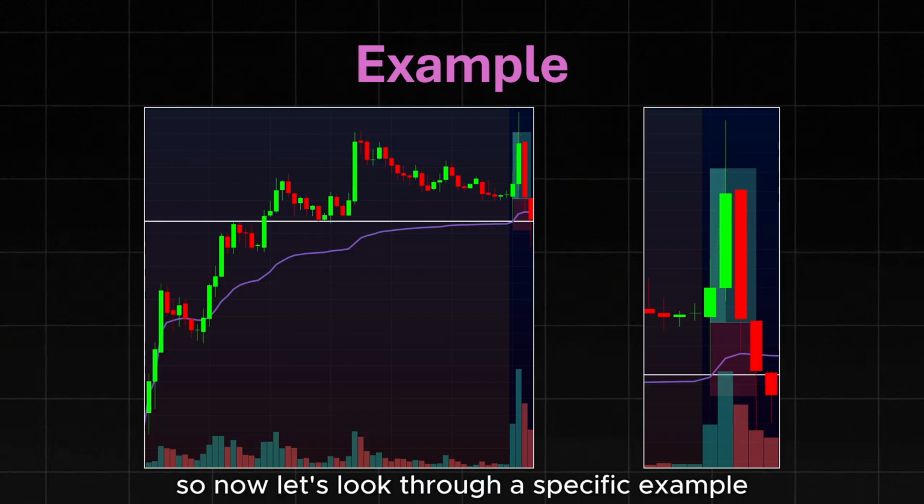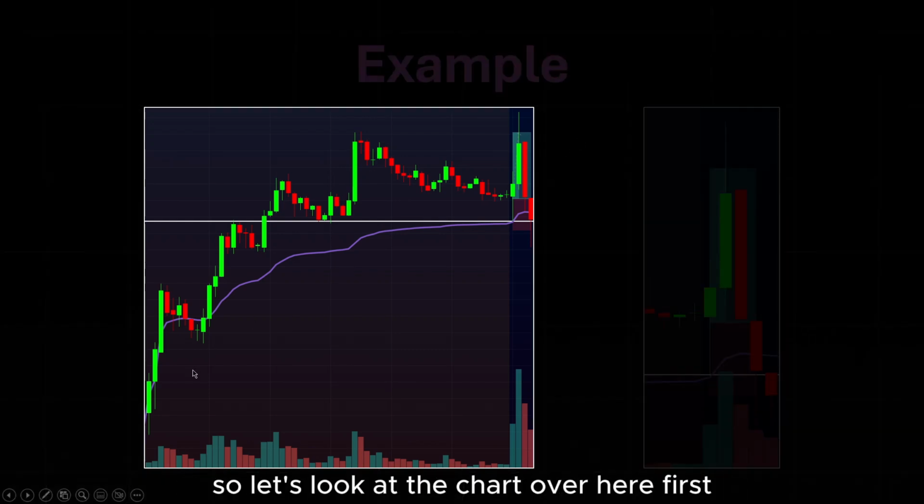That's the idea. So now let's look through a specific example where we can see the support, we can see resistance, we can see everything, and I'll show you an actual trade that I made. So let's look at the chart over here first.